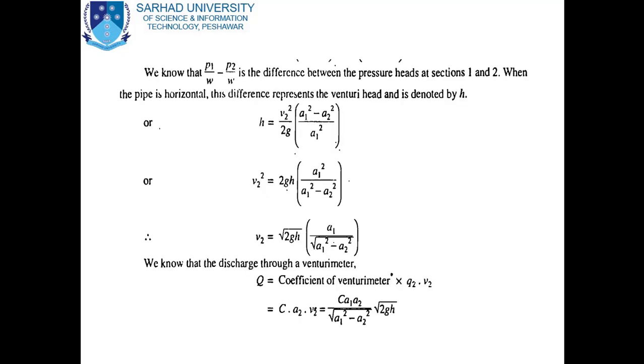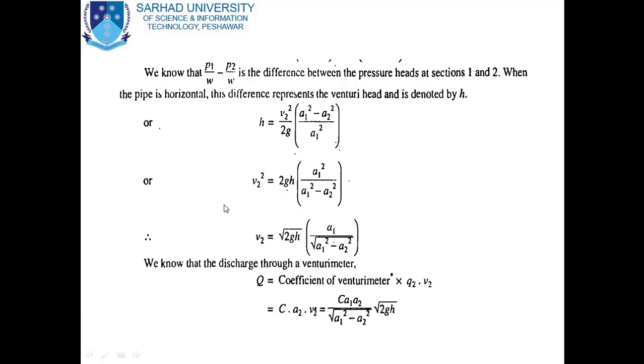Now we know that P1 over omega minus P2 over omega is the difference between the pressure head at sections 1 and 2. When the pipe is horizontal, this difference represents the Venturi head, which is denoted by H. So replace P1 divided by omega minus P2 divided by omega with H. So we get H equal to V2 square divided by 2g into A1 square minus A2 square divided by A1 square.